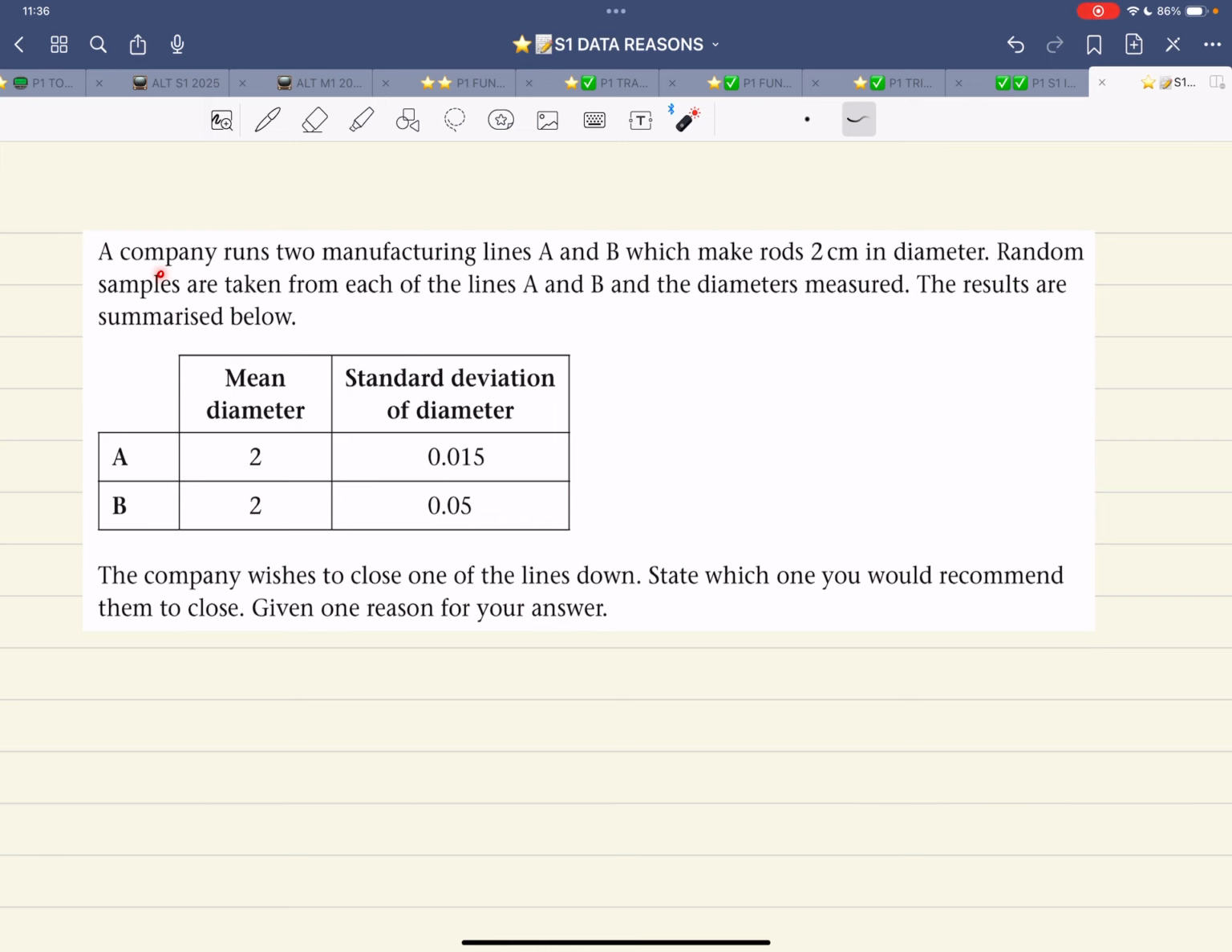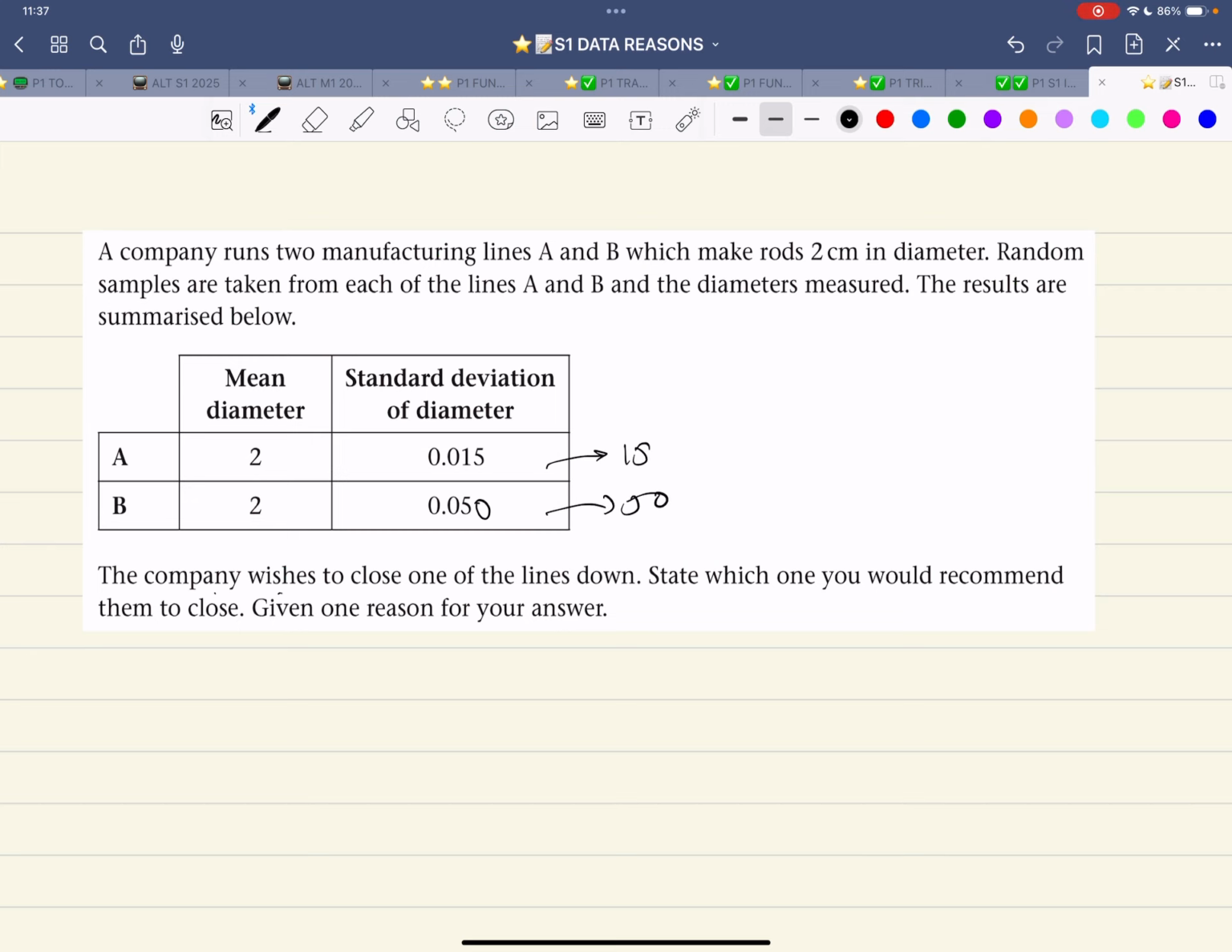It says a company runs two machine lines or manufacturing lines A and B, which make rods 2 centimeter in diameter. Random samples are taken from manufacturing line A and manufacturing line B. The results are summarized below. The mean diameter is the same. The standard deviation of one is higher. So this is 0.050 and this is 0.015. So basically we are comparing 15 with 50.